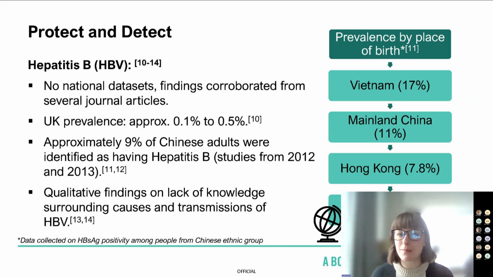And even though the difference, if we compare maybe mainland China and the UK, is only a 4 percentage point increase, it doesn't look that significant. But if you actually look at that as a percentage difference, there's a 65% increase in those from mainland China having prevalence of HBV compared to the Chinese population born in the UK. So there are those big differences again based on country of birth.